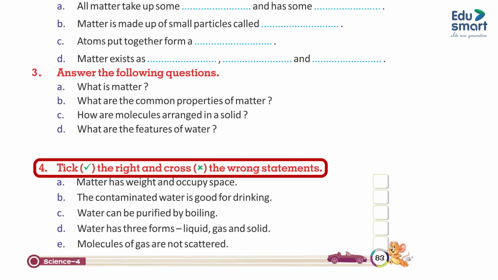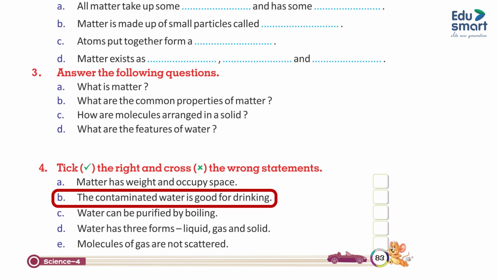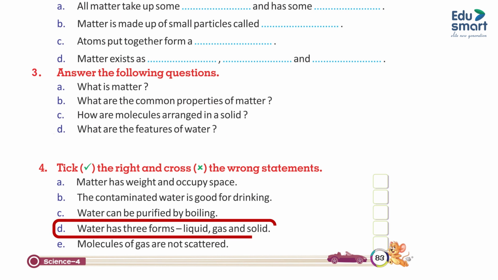4. Tick the right and cross the wrong statements. A. Matter has weight and occupies space. B. The contaminated water is good for drinking. C. Water can be purified by boiling. D. Water has 3 forms: liquid, gas and solid. E. Molecules of gas are not scattered.